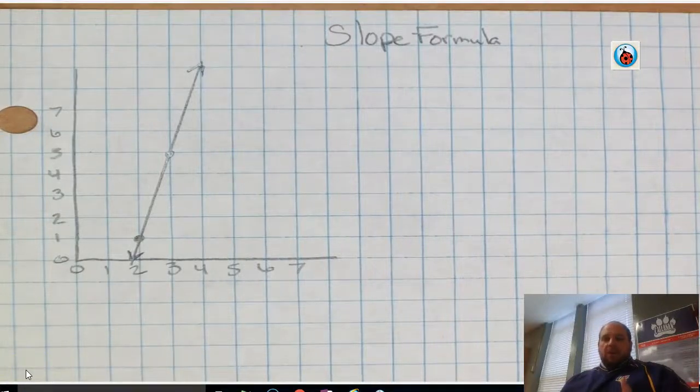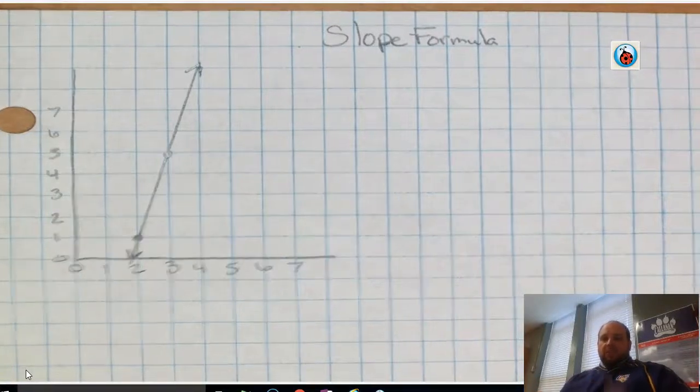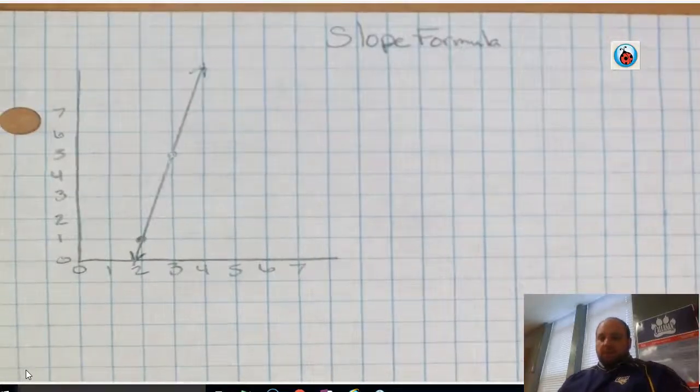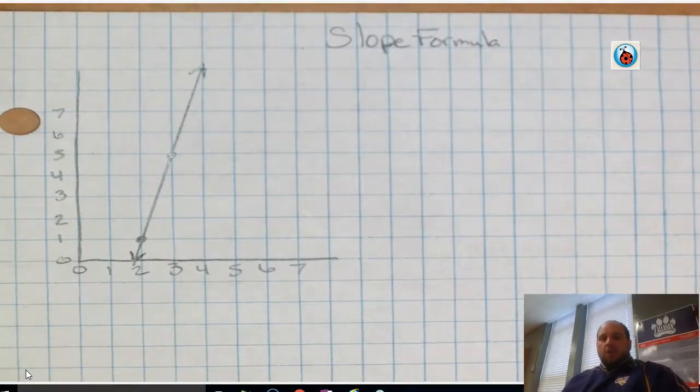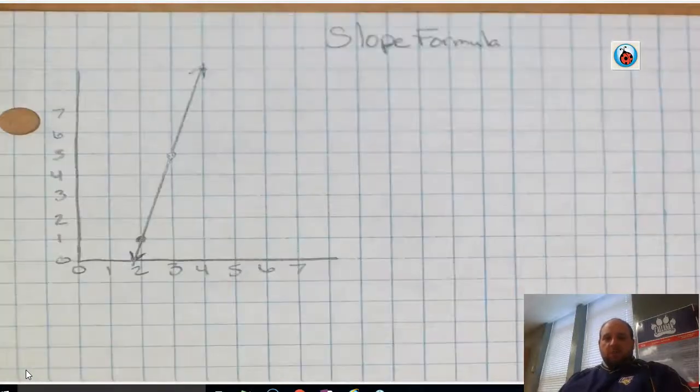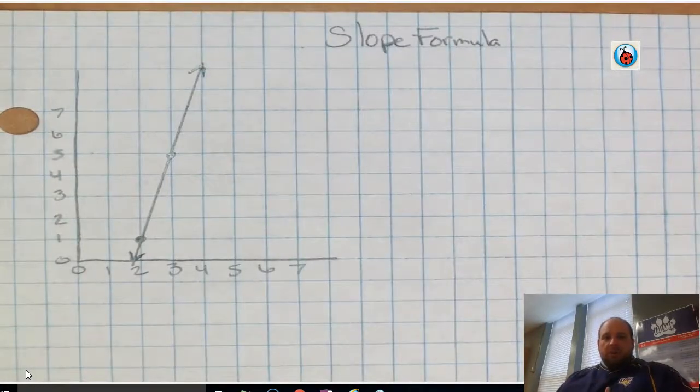All right, so we have looked at the slope. We've looked at slope on a table. We've looked at slope on a graph. We're now going to go ahead and look at the slope formula, okay? The slope formula, basically what it does is it uses two coordinates, and then we use the formula to figure out the slope, okay?